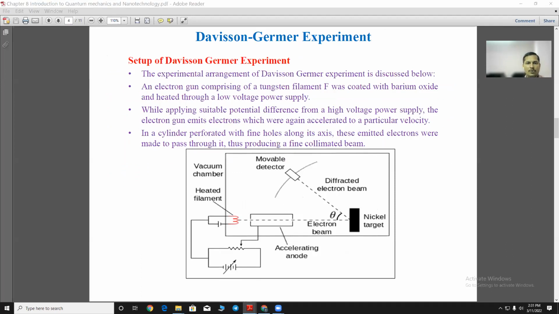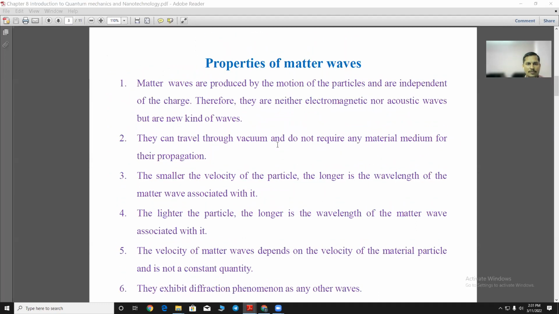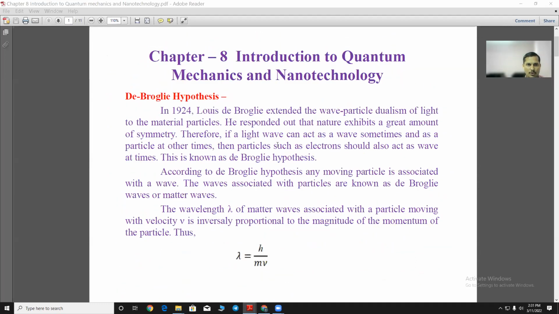So as everyone knows, why we are discussing all these syllabus points: because Introduction to Quantum Mechanics is the title, but we are trying to check the preliminary things related to these matter waves.